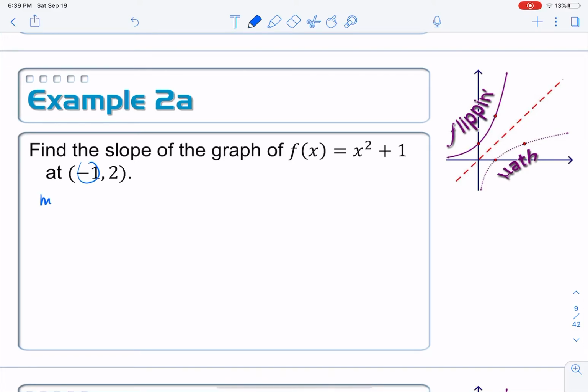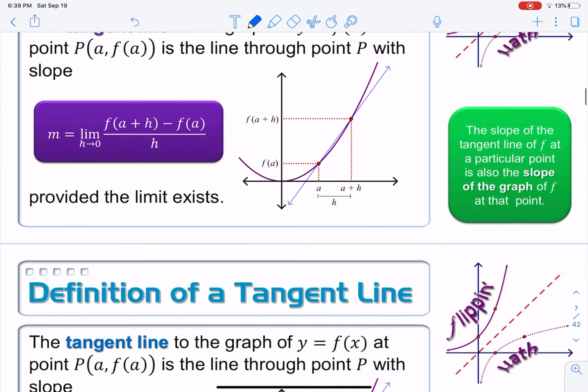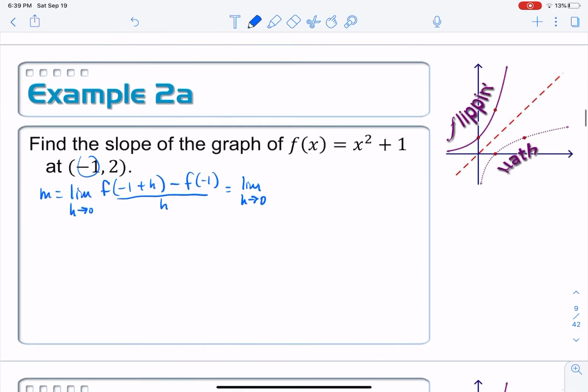So I'll set it up just like I did before. The limit as h goes to 0 of f of negative 1, because that's my a value, plus h, minus f of negative 1, all over h. Always fill in a little pattern like that, and you'll never get it wrong. Oh yeah, by the way, did I mention this? This is a limit that you want to have memorized. Not the specific one, but this kind of thing, or if you prefer the h's, that kind of thing.